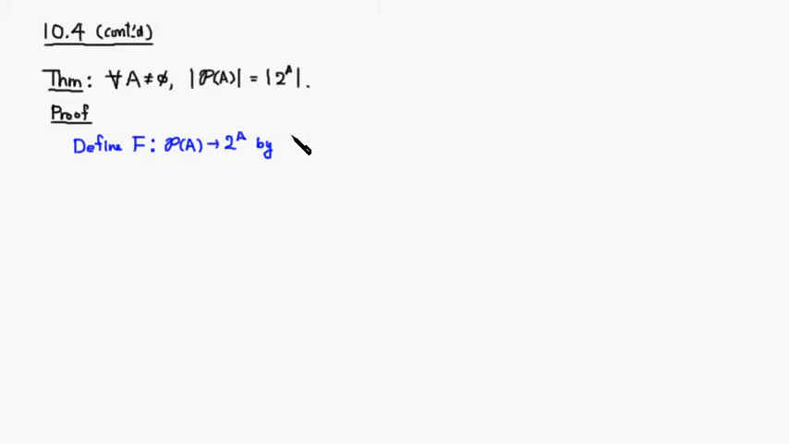this definition. So let's say F of S, where S is an element of the power set of A, is equal to f sub S, which is a function in 2 to the A. I have to explain what the f sub S is, so I should say where f sub S of a is defined as 0 if a is not in S, and 1 if a is in S.